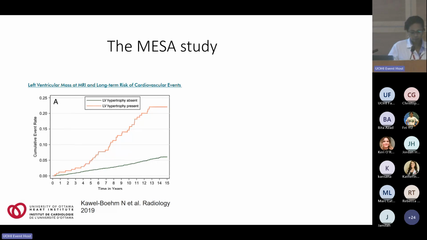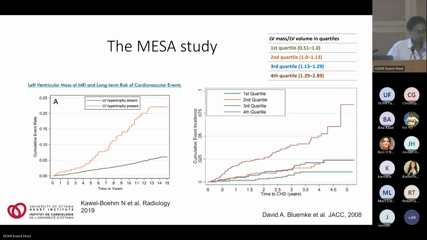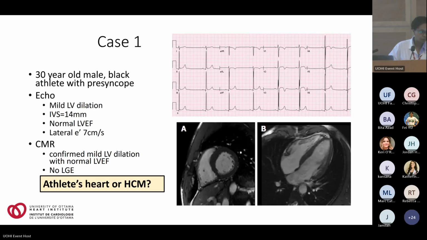In another study from MESA, which included over 5,000 participants that underwent MRI and were followed for 4 years, it showed concentric remodeling, defined by elevated LV mass to volume ratio rather than elevated ventricular mass alone, to be predictive of incident non-heart failure related cardiovascular events, especially stroke and coronary artery disease.